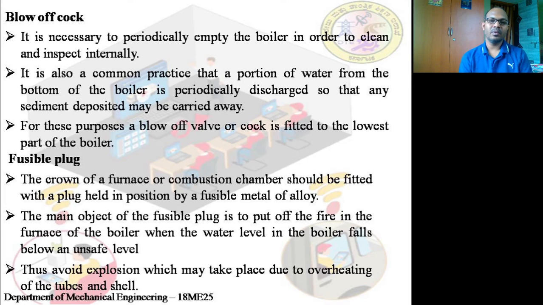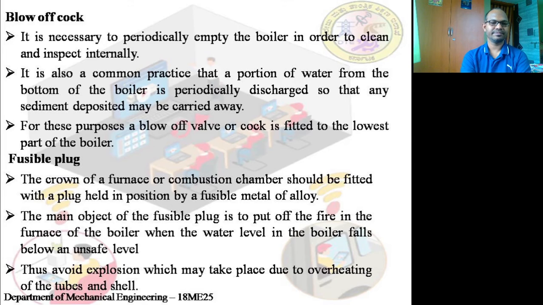Now, a better example: even in your water tank, a Syntex tank, if you want to clean it, how do you clean it? Apart from the intake water, below that there will be a valve or a nut. If you open it, whatever sediments or waste have settled at the bottom of your tank will be taken out, right? The same purpose is served by the blow-off cock. This is also called a drain valve.